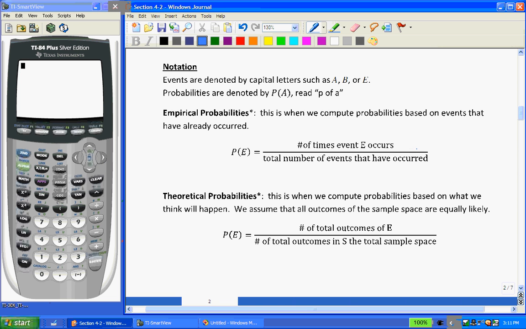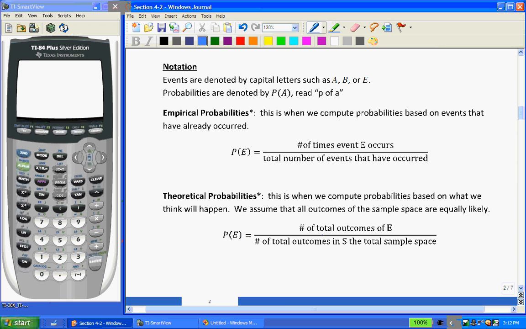Theoretical probabilities, on the other hand, is when we compute probabilities based on what we think will happen. So it hasn't happened in reality yet, but just based on what we think will happen. Usually, we're going to assume that all outcomes of the sample space are equally likely. There's some times where that's not applicable, and you want to be careful with that, but usually we can assume that the outcomes are equally likely. Like in the case of a coin, we assume that we have just as much a chance of getting a tail as a heads. And the same thing with a die. We figure we have just as much chance of getting a 1, a 2, a 3, a 4, a 5, or a 6.